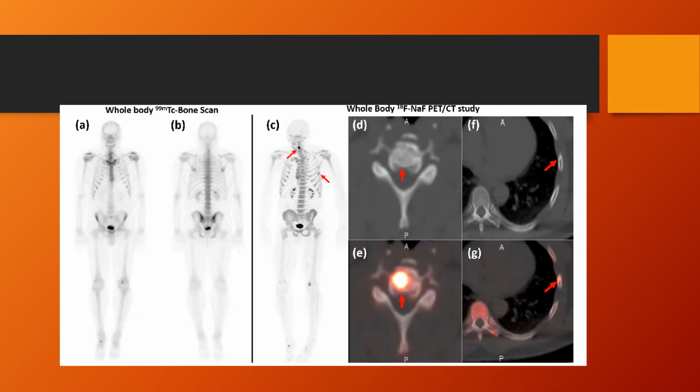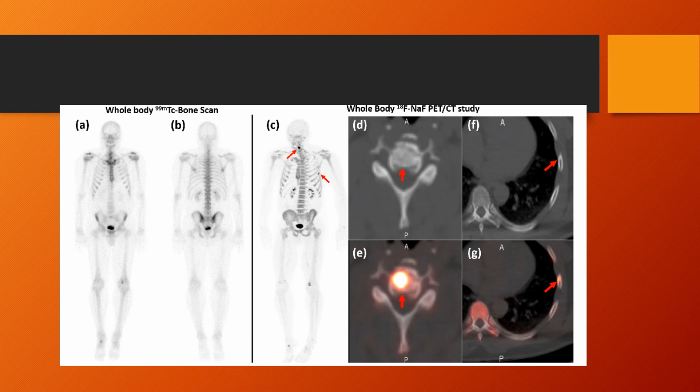Now, this one is a 56-year-old man with newly diagnosed prostate cancer. His PSA is actually almost 3,000, which is extremely high. He underwent both a conventional whole body bone scan with 99m technetium MDP, and then a whole body PET CT with sodium fluoride. There's about 20 days in between. Both tests were done for staging purposes. A and B are the anterior posterior of the MDP bone scan, and this was negative for bone metastases.